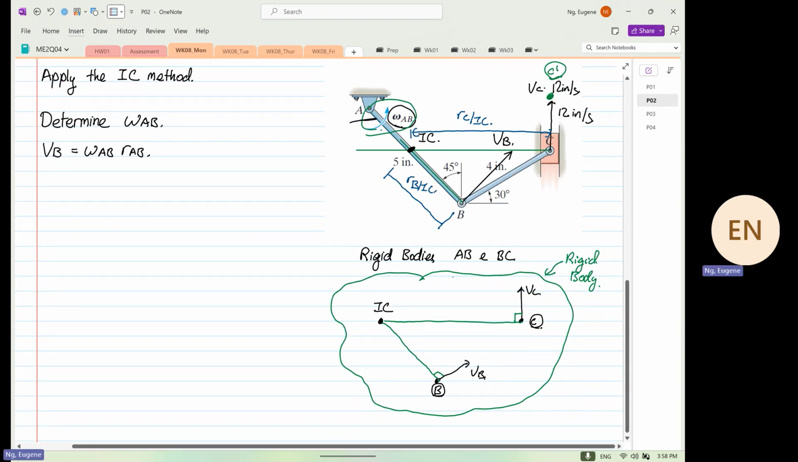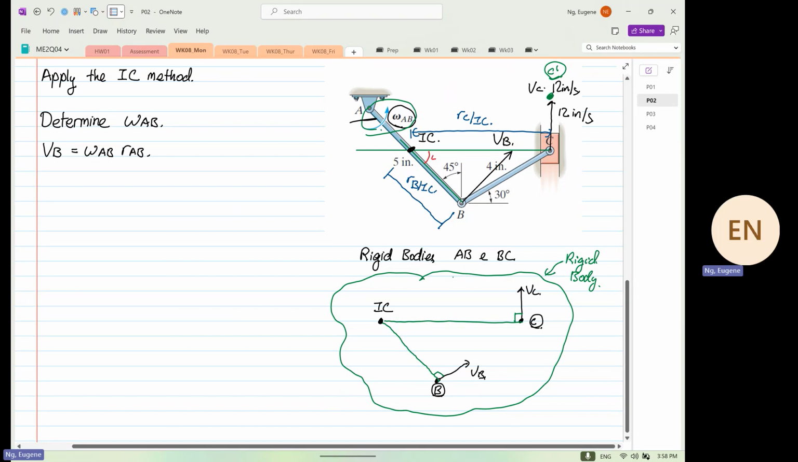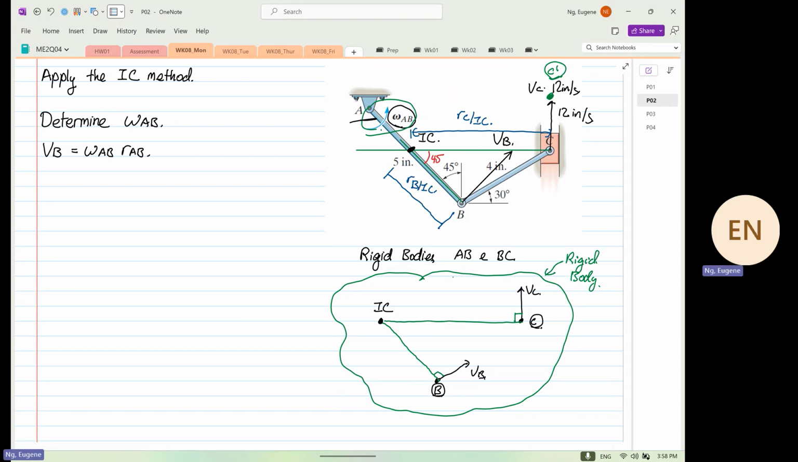So now we know all this. We know that this angle over here is 45. If we look at the angles, this angle is 45, and if that is 30, this angle is 180 minus 90 minus 30, so this angle over here will be 60. And then this angle over here: 45 plus 45 plus 60 minus 180, we know this angle is 30 degrees.